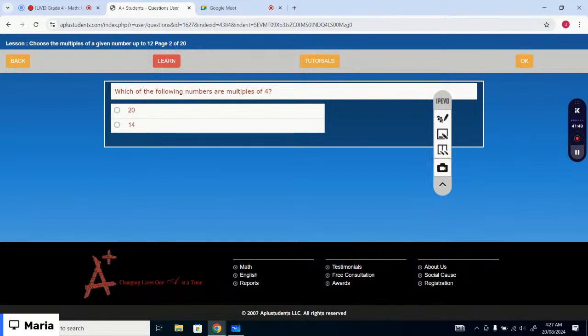Which is the correct option? You guys are here to learn, so please focus on the learning. 2014, which is the correct option? No one is answering the question I am asking. The correct option is 20. Option number 1 is the correct option.